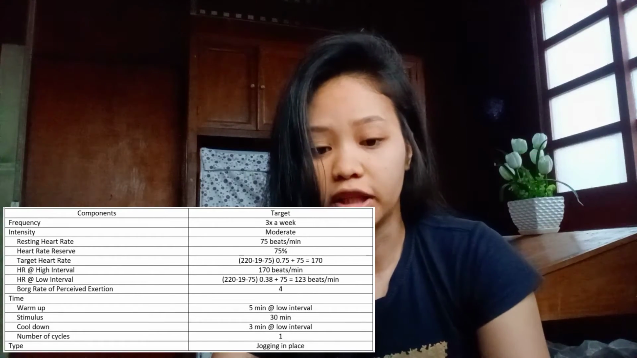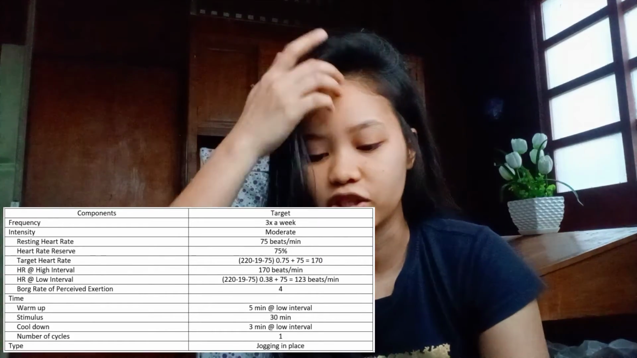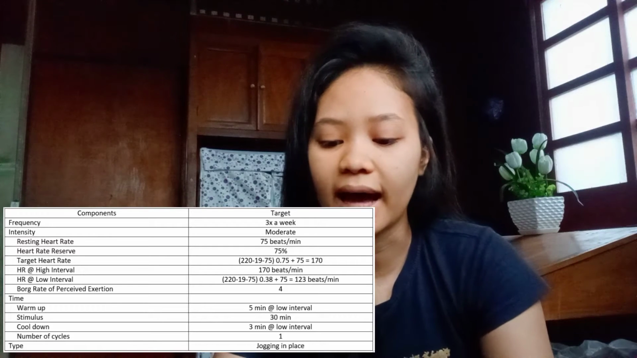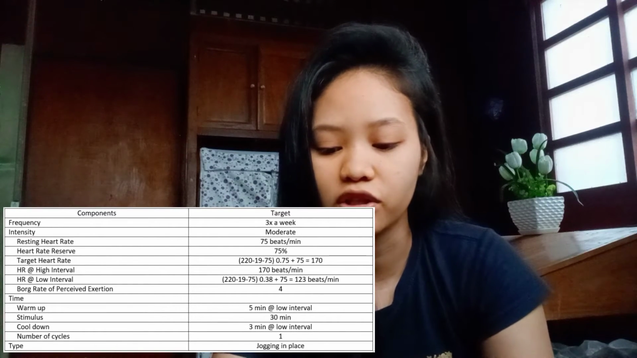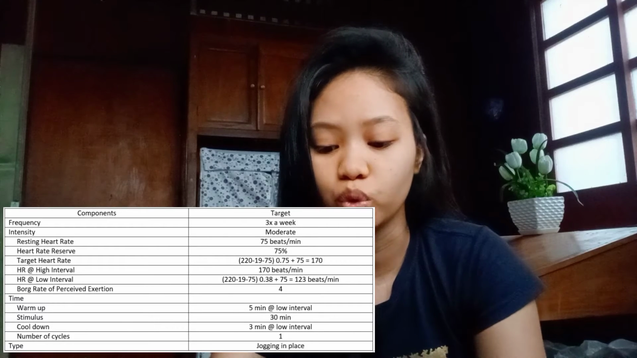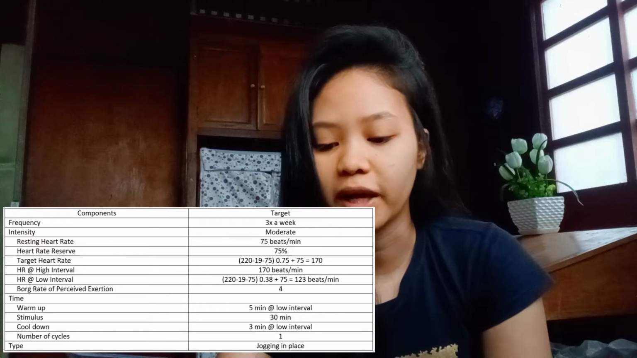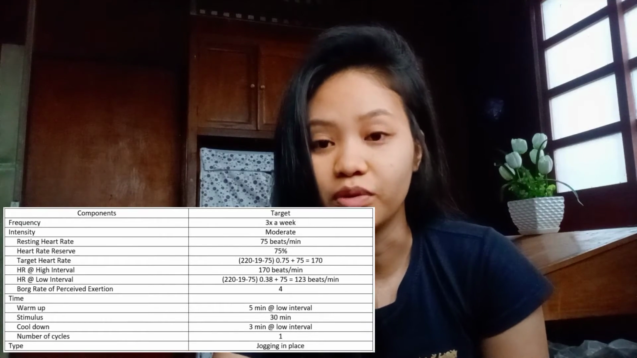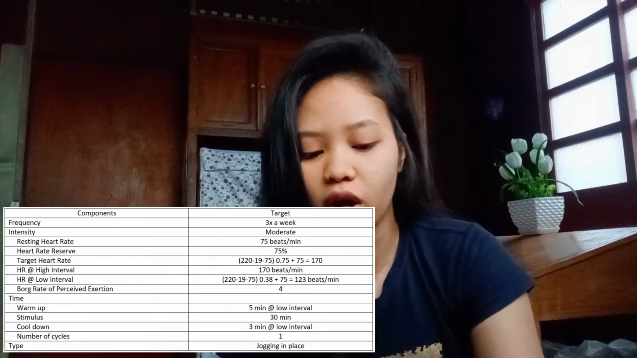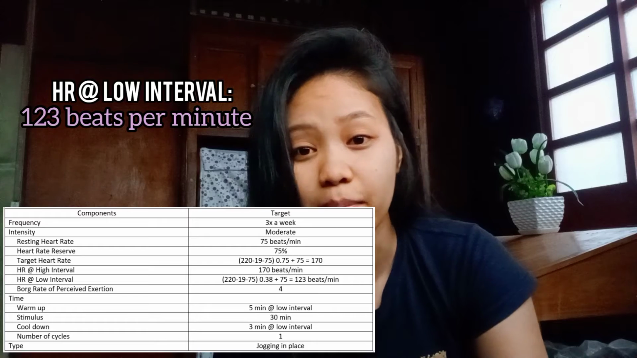The HR at low interval has the same formula as the HR at high interval, but the difference is that the 0.75 was divided into 2, so it now became 0.38, multiplied by 220 minus my age and minus the resting heart rate. So the answer for HR at low interval is 123 beats per minute.